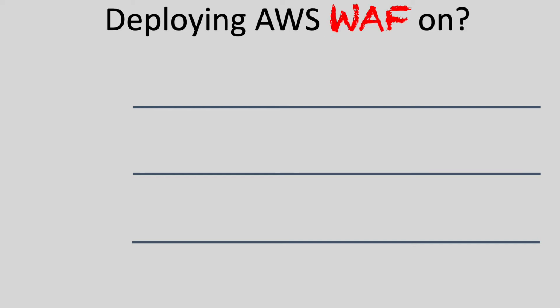In today's session, we're going to be talking about the AWS Web Application Firewall. How are we deploying this, or what does the architectural design look like? And I use the word "on" here for a specific reason. A web application firewall is a layer 7 firewall. It protects your web applications at layer 7 of the OSI model.